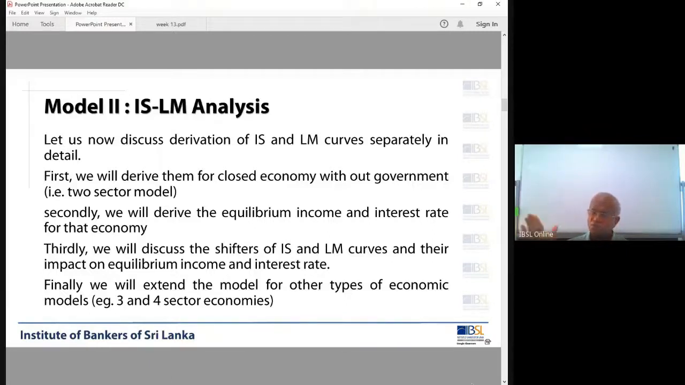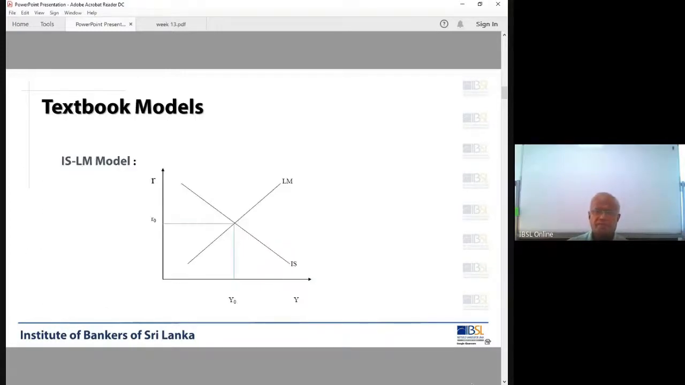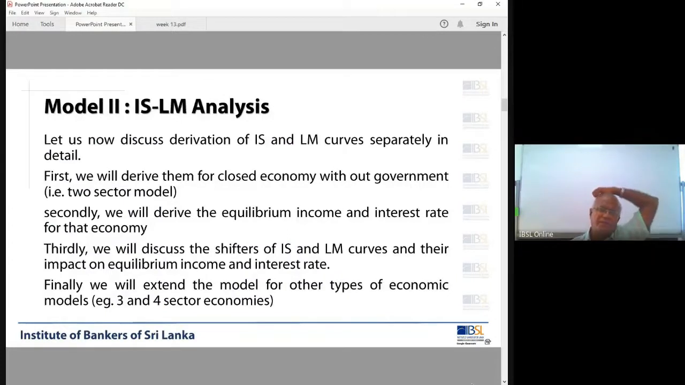IS-LM curves also have shifters. IS can go down or go up. LM can go down or go up. IS can shift down or shift up due to fiscal policy. LM can shift down or shift up due to monetary policy. Right. Finally, we will extend the model to other types of economy, with 3 and 4 sectors. That means the closed economy with government, 2 models, then the open economy, 1 model.